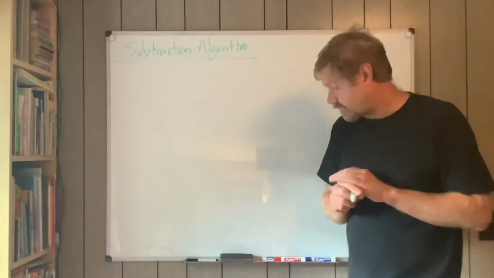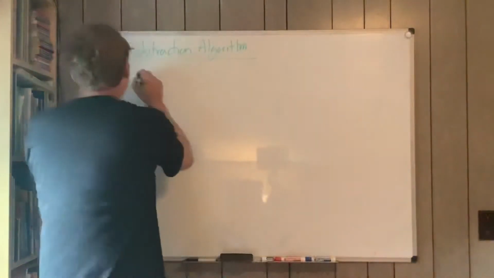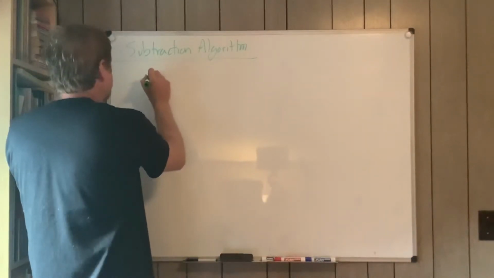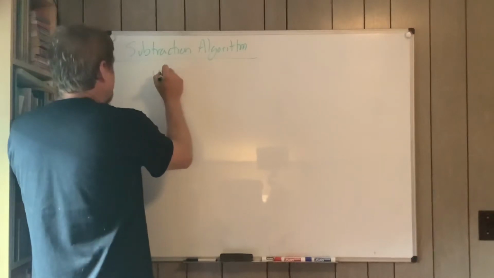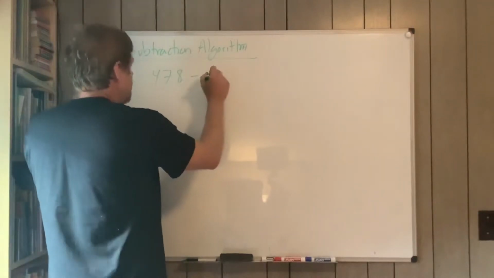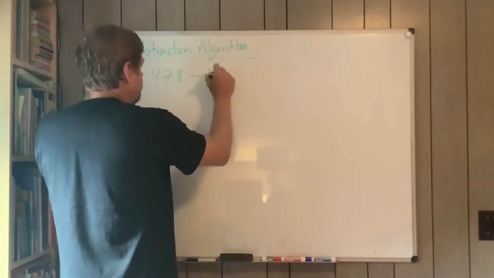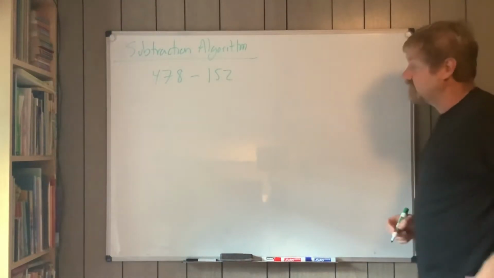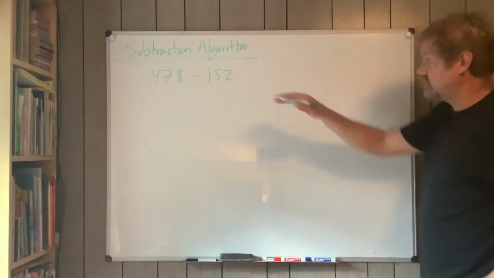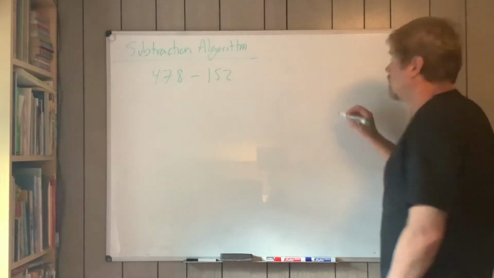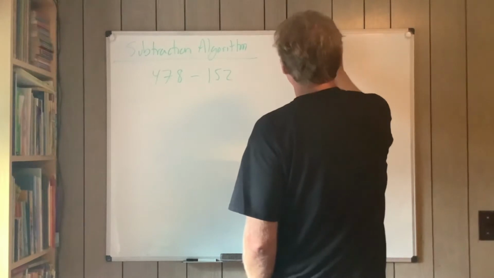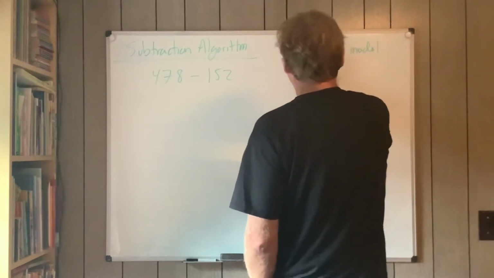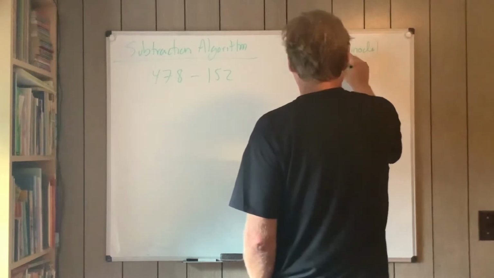All right, so let's look at a number. Let's do something pretty straightforward: 478 minus 152. The first thing we're going to do is write down a chip model. So let me just say chip/coin model for subtraction.